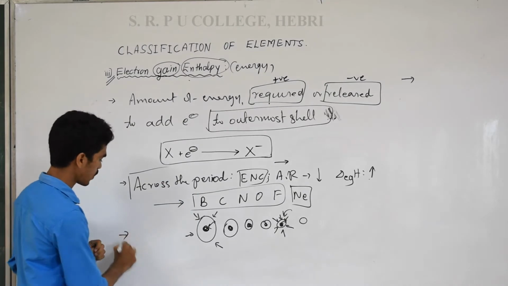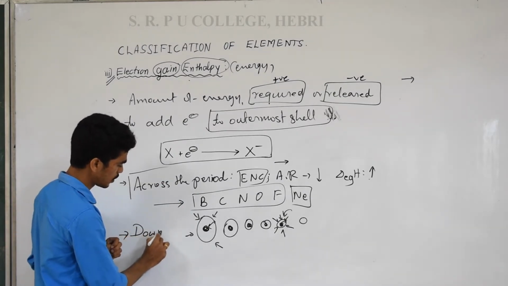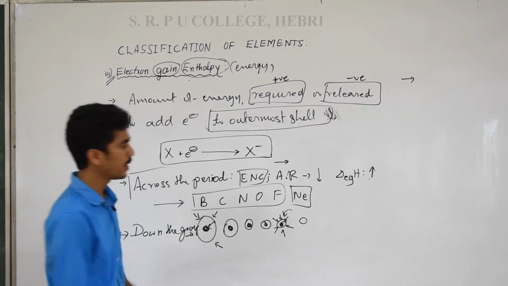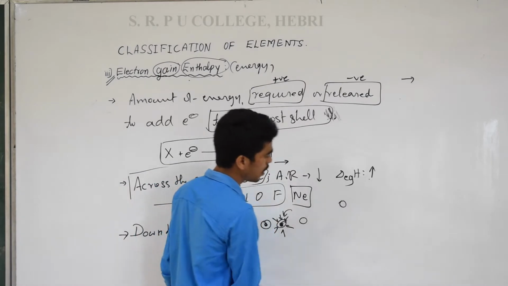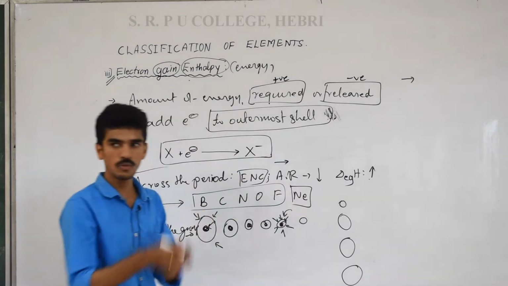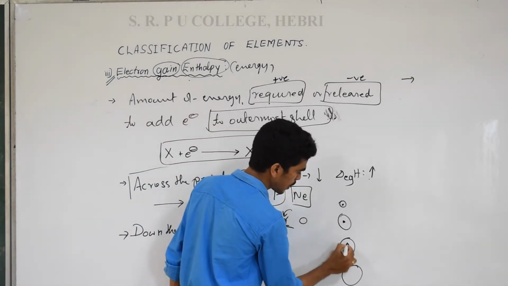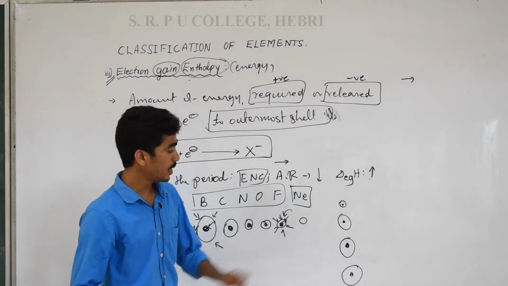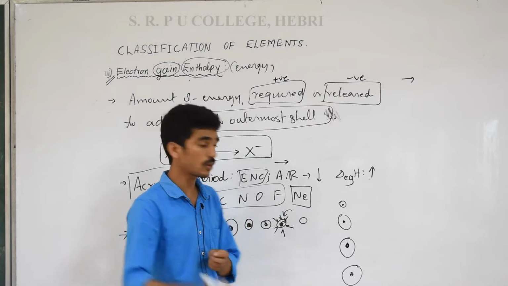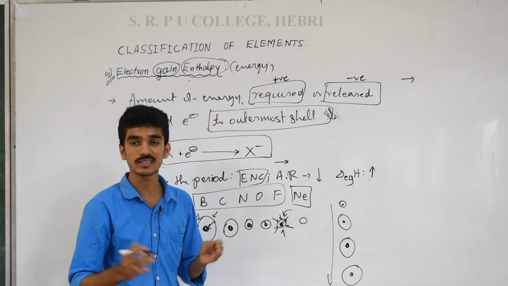Okay, now we'll move to the next term, important term, that is down the group. So what about down the group? In the down the group, just take example hydrogen, lithium, sodium, potassium. Down the group, size increases. Here the center having nucleus, the distance between the nucleus and the outermost shell goes on increasing, in the sense what, effective nuclear charge decreases, and the size increases.